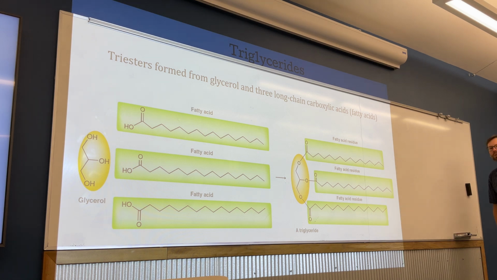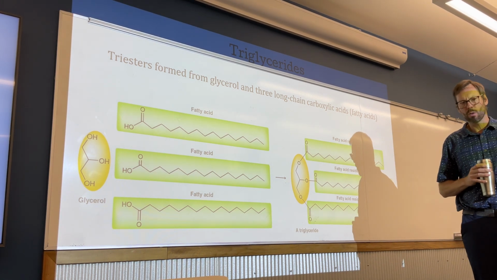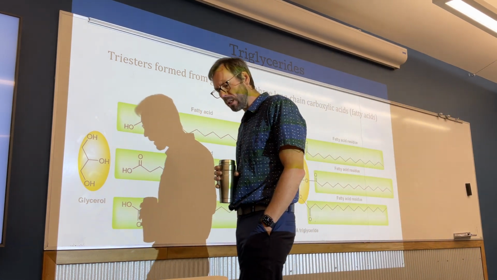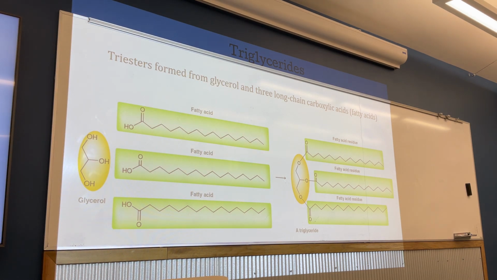So now we're going to get into the complex lipids, and let's start with triglycerides. So a triglyceride is going to be what's used predominantly for energy storage. Okay. Triglycerides can release about 9 kilocalories per gram, which is more than sugar and protein. Proteins and sugars release about 4 kilocalories per gram. So you get more bang for your buck.